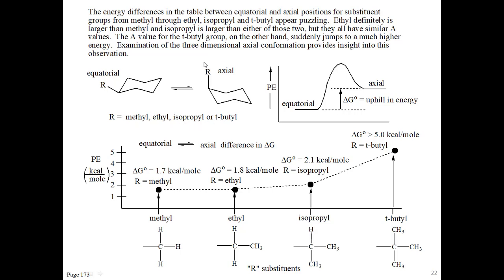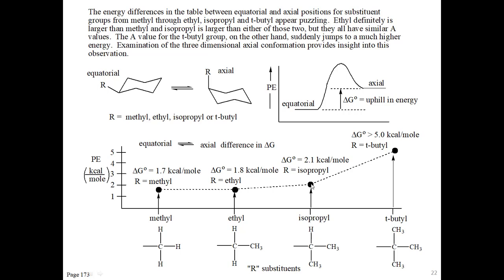Okay, so we know that axial's higher energy because we're pushing it into the middle of the ring, bumping into these other 1,3 diaxial positions. This is anti to the ring. It's as far away from the ring as it can get, and that's the best. So this is always the lower energy. So if we're going axial, we're going to go uphill. Now we said for the methyl, it's 1.7. Okay, and then for the ethyl, we're going to go up 1.8, which is pretty doggone close. And then for the isopropyl, it's still pretty close, 2.1, because there's still a hydrogen here that we can point into the middle of the ring.